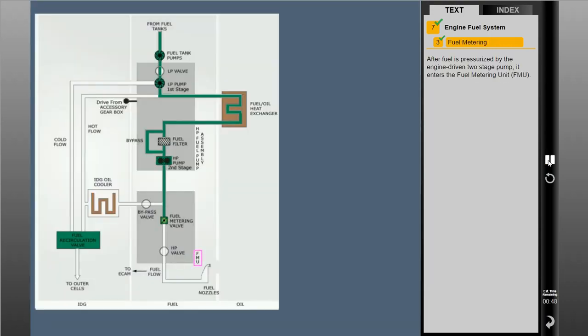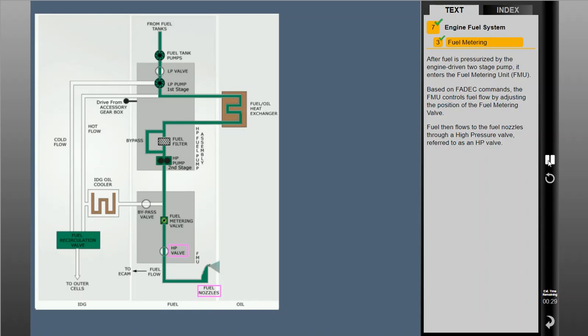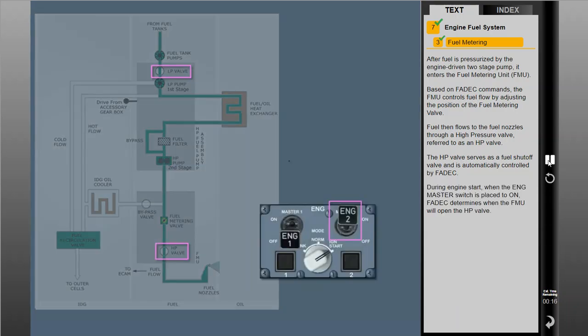After fuel is pressurized by the engine-driven two-stage pump, it enters the fuel metering unit, or FMU. Based on FADEC commands, the FMU controls fuel flow by adjusting the position of the fuel metering valve. Fuel then flows to the fuel nozzles through a high-pressure valve, referred to as an HP valve. The HP valve serves as a fuel shutoff valve and is automatically controlled by the FADEC. During engine start, when the engine master switch is placed to on, FADEC determines when the HMU will open the HP valve. In addition to controlling the LP valve, the HP valve is manually controlled by its respective engine master switch.